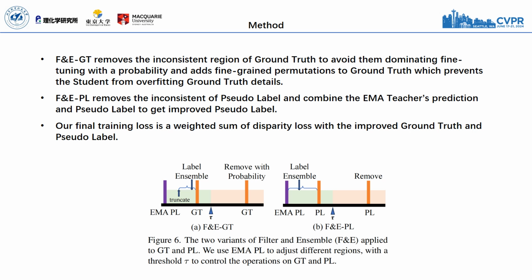FNEGT removes the inconsistent region of ground truth with a probability to avoid it dominating fine-tuning, and adds fine-grained perturbations to ground truth, which prevents the student from overfitting ground truth details. FNEPL removes the inconsistent region of pseudo-label, and combines the EMA teacher's prediction and pseudo-label to get an improved pseudo-label. Training loss is a weighted sum of disparity loss, with the improved ground truth and pseudo-label.